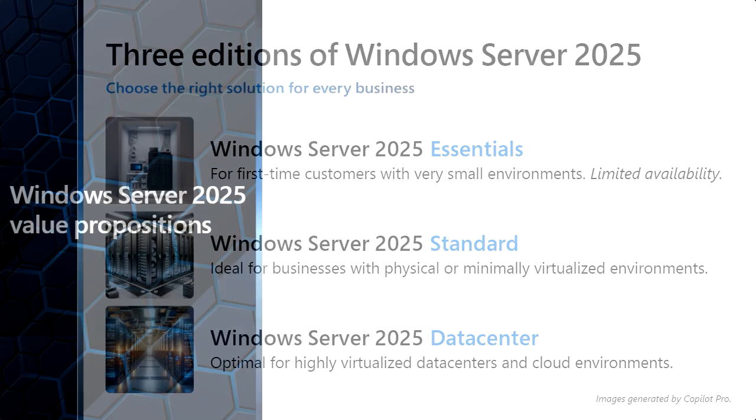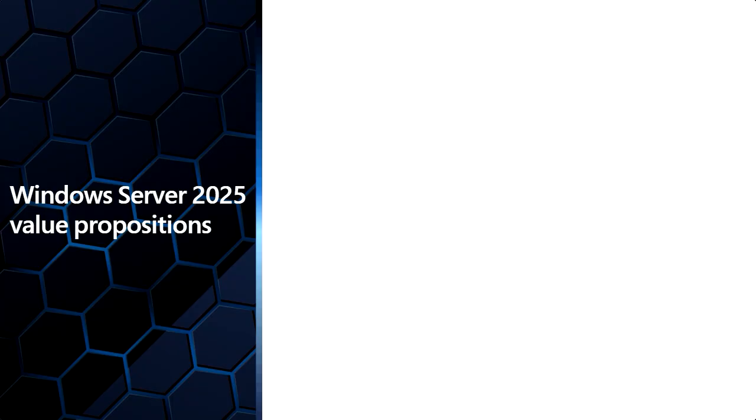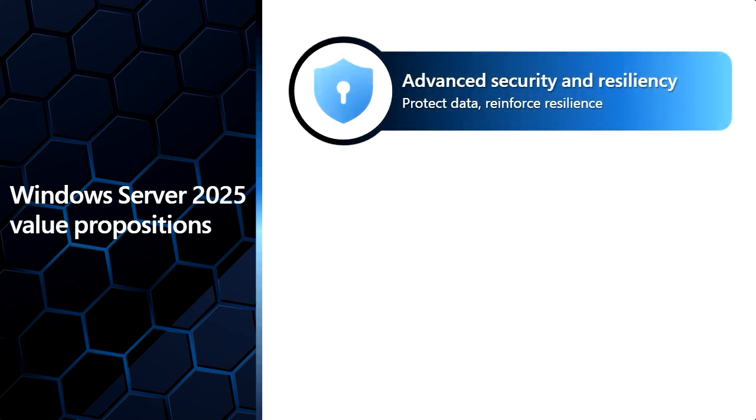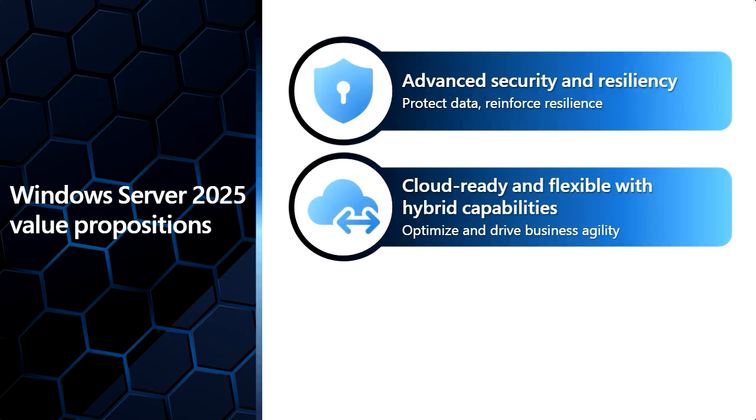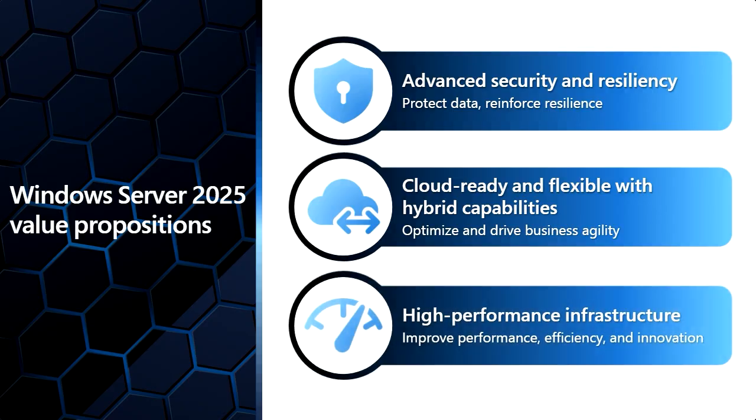Now, what are our value props when we talk about Server 2025? Well, we talk about security. Security is always going to be top of mind. So the first thing is security and resiliency. From there, we go into the cloud, ready and flexible with hybrid capabilities, because right now the majority of our businesses, especially with Microsoft, are going to be hybrid environments where they're doing the majority of their business on-prem, but they have some hybrid virtualization to take advantage of the cloud. And then, of course, we want that high performance infrastructure.